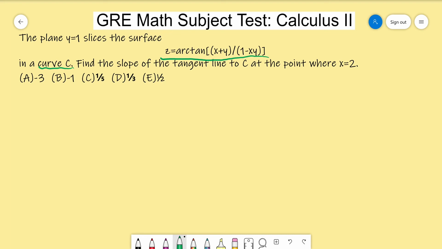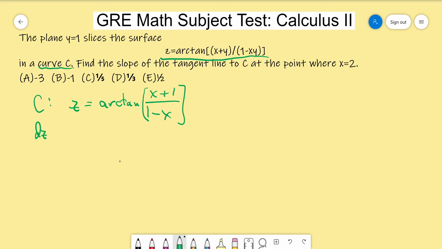So I think if we want to write the equation for C, we can just plug in y equals 1. So let's do that. Here's C. That's z equals arctan of (x plus 1) over (1 minus x times 1, which is just x). And now we want to take the derivative of this, because we want the slope of the tangent line, and evaluate it at x equals 2.